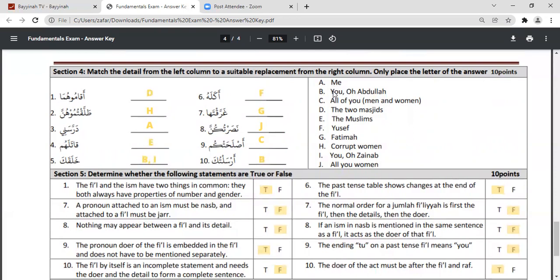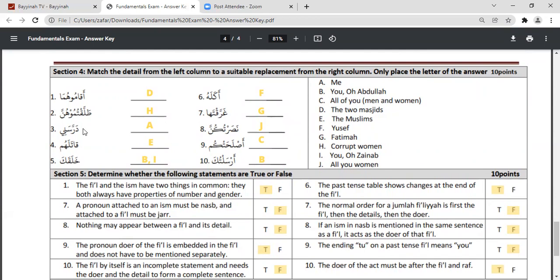So we start over here. This is singular, this is singular, this is plural. This is only two. Okay, we'll go to the others also. The Muslims, this is not two, this is plural, this is singular, singular, this is plural, this is singular, and this is also plural. So only one thing which has a dual, that is two, indicating two, and this is D. So we put D in the first one.